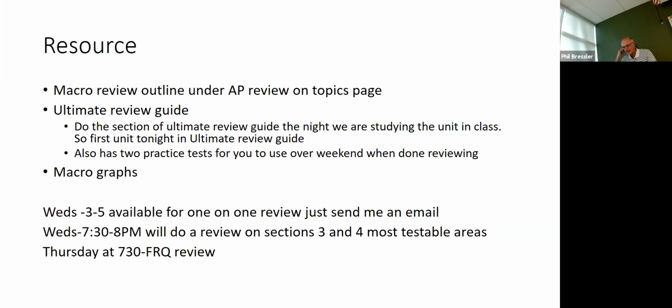So for the final next week, I'll get to that in a second. There's a macro review outline under the AP review topics page. The ultimate review guide, I think, is a great tool. So here's what I would do. Like today, I'm doing unit 1. I would then go after sometime tonight and do the ultimate review guide, unit 1. I think that will reinforce what I talk about here. All the macro graphs are there, okay?